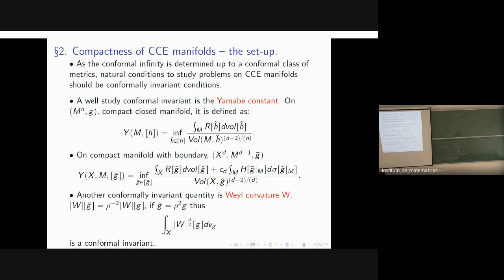For example, on an n-manifold, there is the Yamabe constant, and on a compact manifold with boundary, we have two types, type 1 and type 2 Yamabe constant, which I discussed in lecture 2. And then there is another conformal invariant quantity, which is the Weyl curvature. Weyl measures whether the metric is locally, up to conformal class, the same as the Euclidean metric.